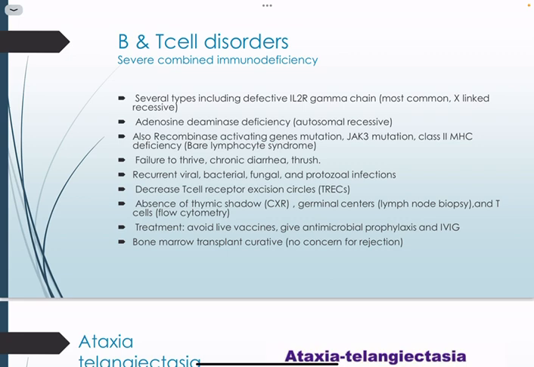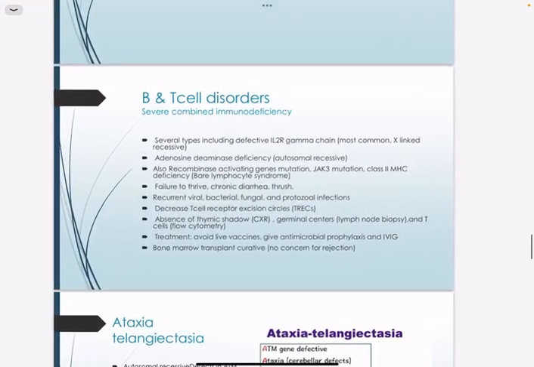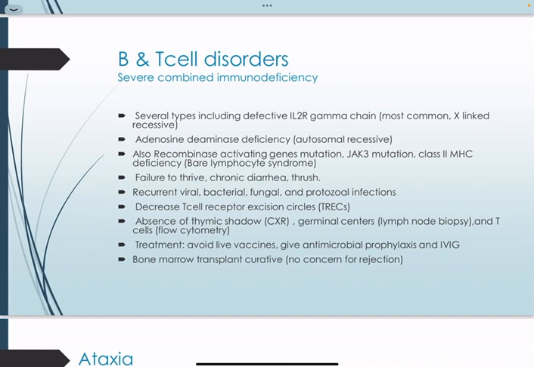How do they present? So we said that with B cell problems, they need time to manifest, so beyond the age of 6 months, right? However, with this, because it has a T cell problem as well, the clinical manifestations will start very soon. So they will present to you at less than 6 months of age.